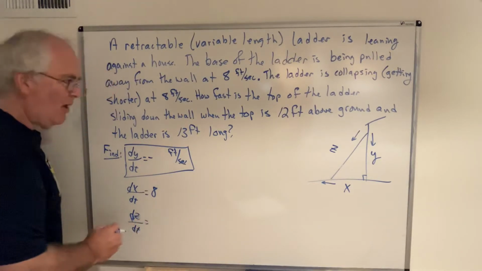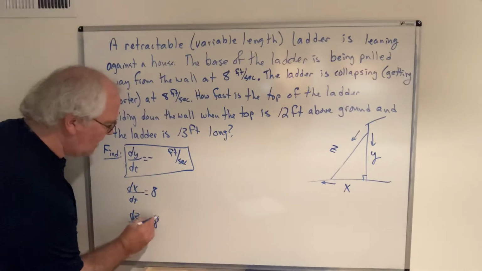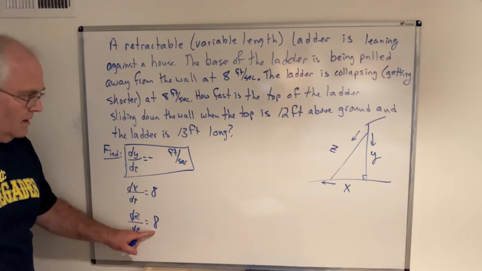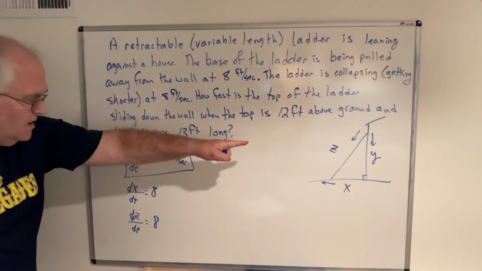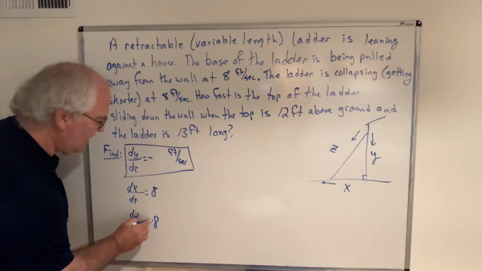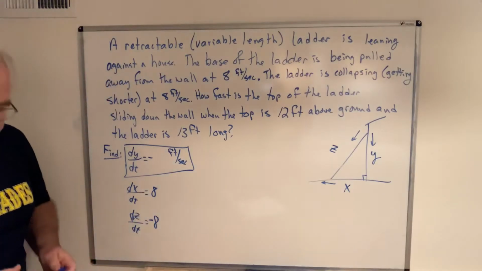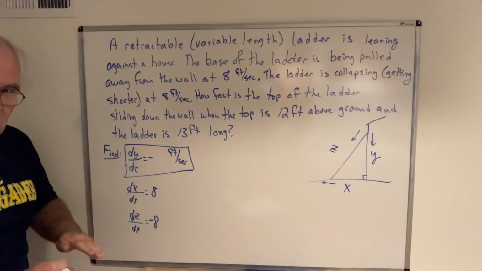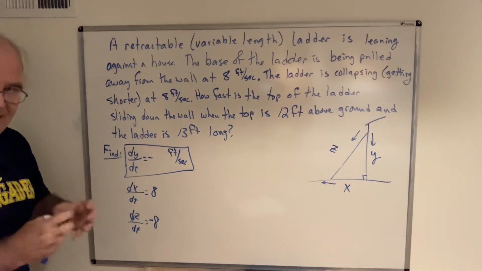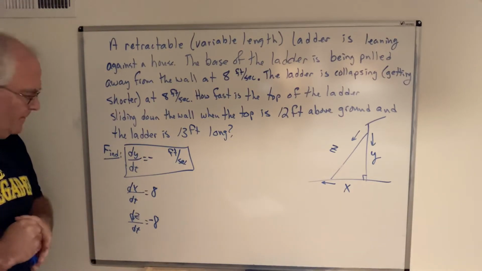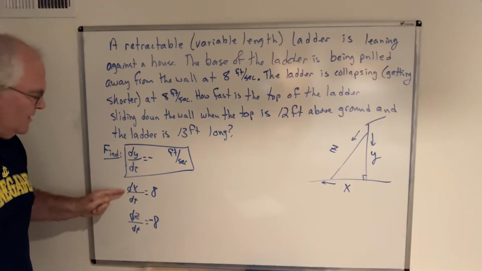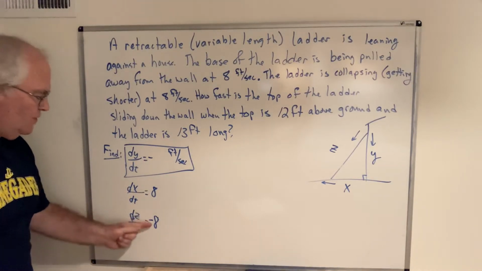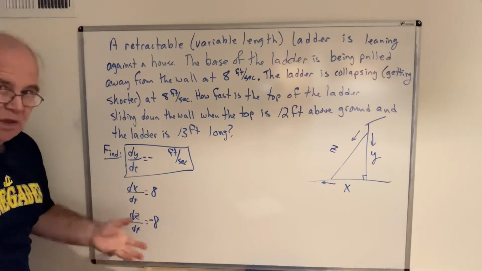is also, however, what I'm writing here is not correct, because Z is getting shorter. This needs to be -8. Anything that's getting shorter needs to be negative. Anything that's getting smaller needs to be negative. Anything that's getting less needs to be negative. Anything that's getting longer, that's increasing, that's getting bigger needs to be positive. If you do this problem with a positive 8 here, you will get an answer.